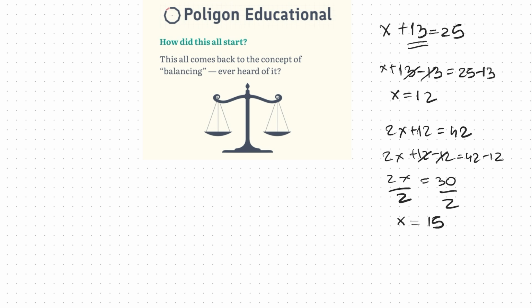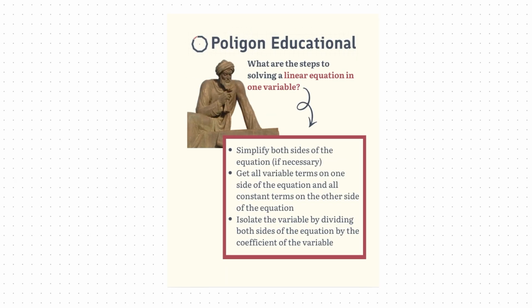This method was described more than 1,000 years ago, and it is still the basis for our linear equation solving. So to recap, what we'll be doing when solving our SAT problems is this, step by step. 1. Simplify both sides of the equation if necessary. 2. Get all variable terms on one side of the equation and all constant terms on the other side of the equation. And 3. Isolate the variable by dividing both sides of the equation by the coefficient of the variable.